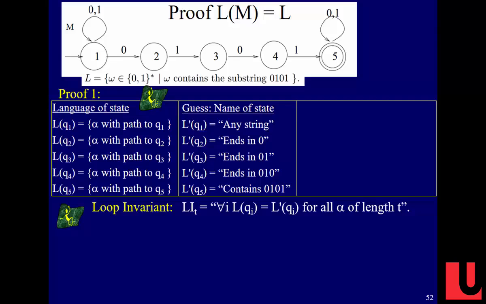What is this set? This is the set of states, set of strings that actually has paths to it. And this is the set of states that we believe it has paths to it. It's the ones that have this name, right? And what we're saying is for each of the states, we were right for all strings that have length t. So that's the t statement, is that we were right for all strings of length t.